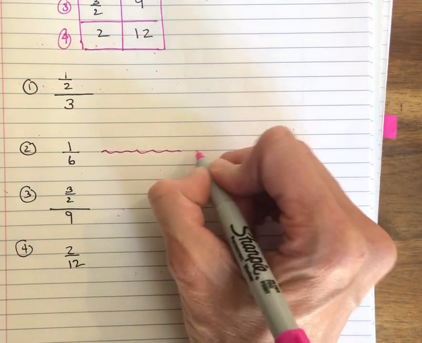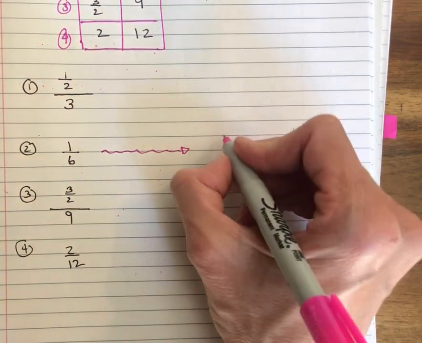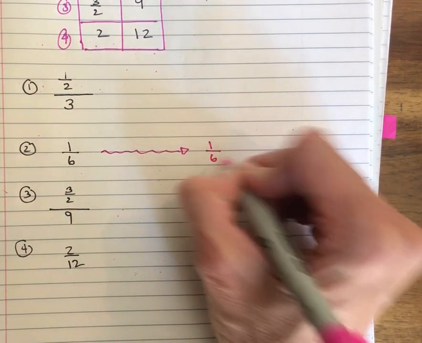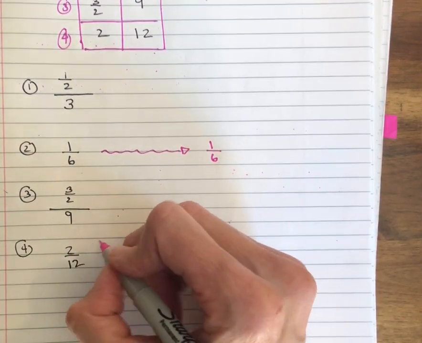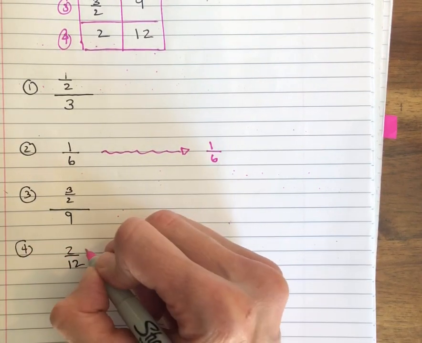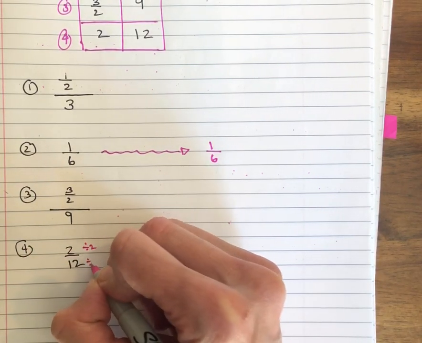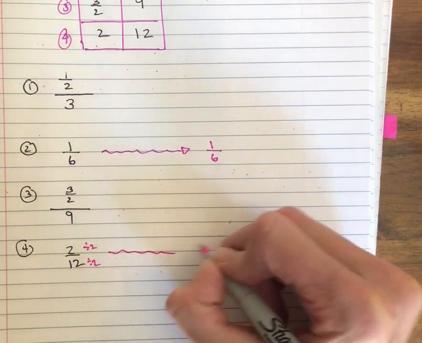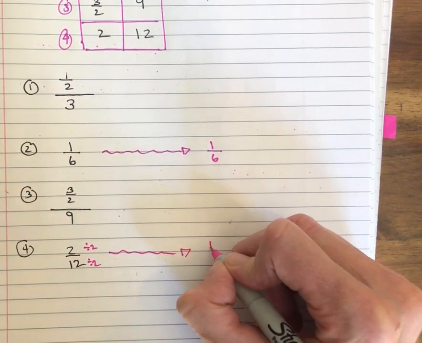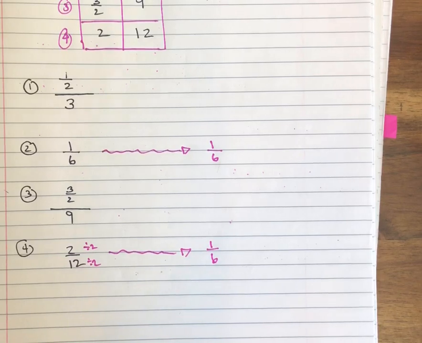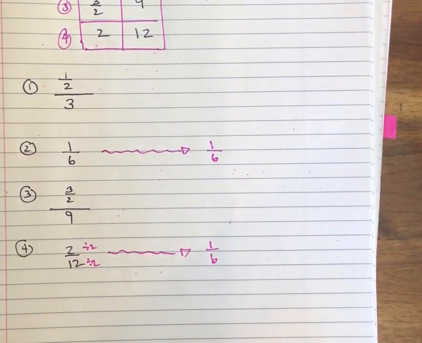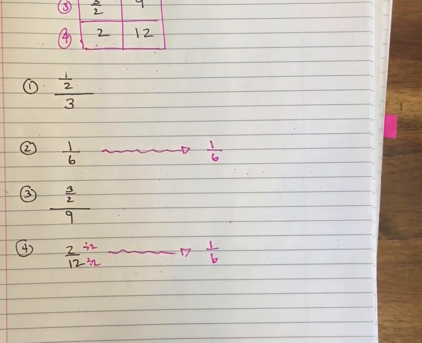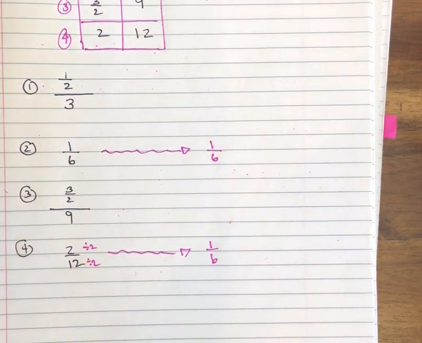So ratio number 2, 1 to 6, is already in simplest form, so no work to do there. Number 4, these can both be divided by 2. So 2/12 is equivalent to 1/6. So far we've only done 2 of them, and we're on the track to X and Y being proportional because these are equal, but we have to check to make sure that 1 and 3 also end up as 1/6.